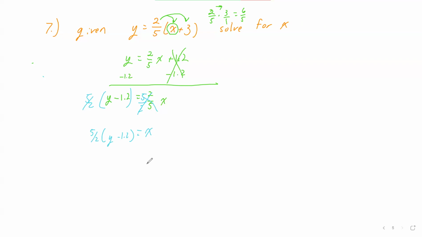So the rules haven't changed from Monday. It's just we're not getting a number anymore. We're just getting more and more different equations. All right, let's look at another one.